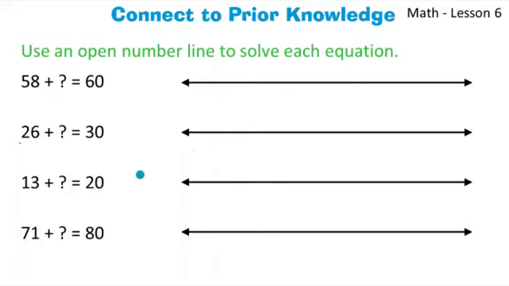I'm going to show you a few strategies and model it out for you so you can take a look at it. First, I want you to go through and try to solve each of these on your own. So get out a sheet of paper or use your math notebook and draw a number line and then work on the first one. 58 plus something is equal to 60, and then do the other three. Pause the video now.